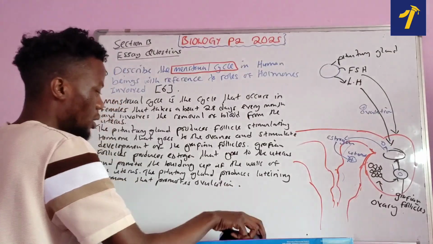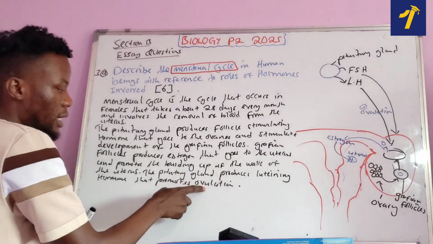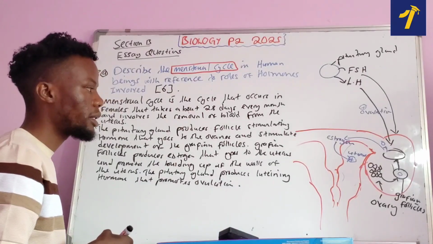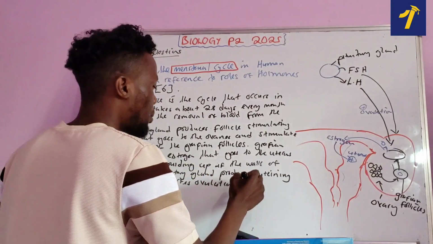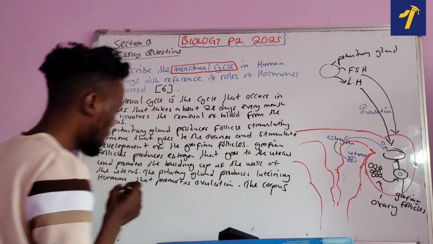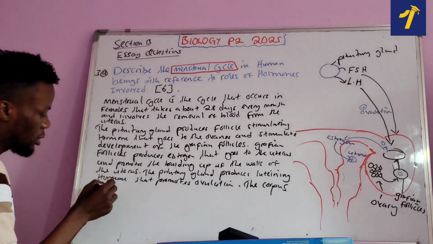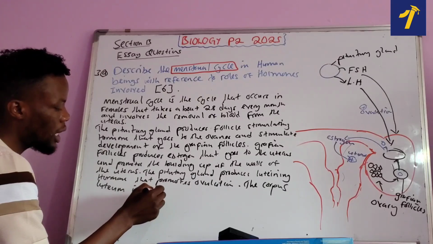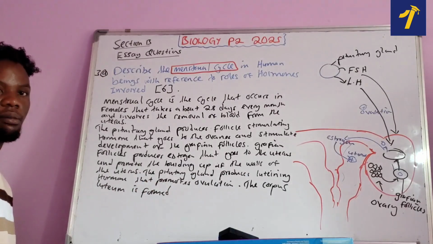Okay, after ovulation happens, since now ovulation has happened, the egg is not inside the Graafian follicle, what do you think is going to happen? The corpus luteum is formed. So corpus luteum is formed. Now, what is the function of this corpus luteum that is formed?